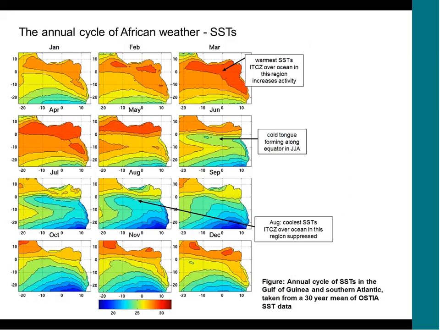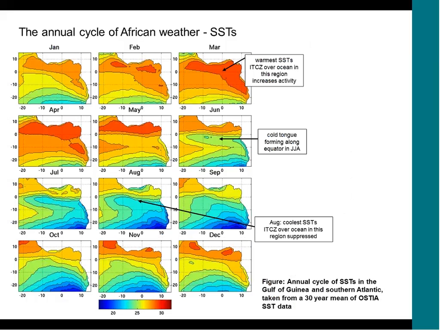So this is just a picture of the annual cycle of sea surface temperatures in the Gulf of Guinea and the South Atlantic, and this is taken from the 30-year mean of OSTIA sea surface temperature data. OSTIA is a data set that's maintained by the Hadley Centre at the Met Office, and it includes satellite plus buoy data, so it's in situ data.